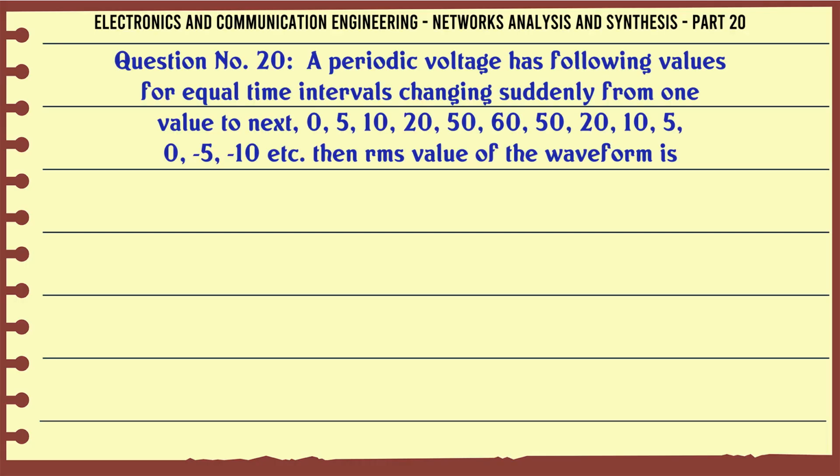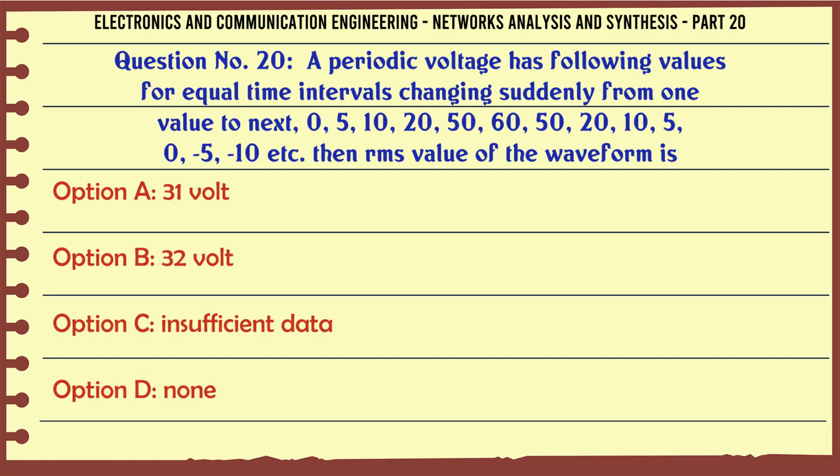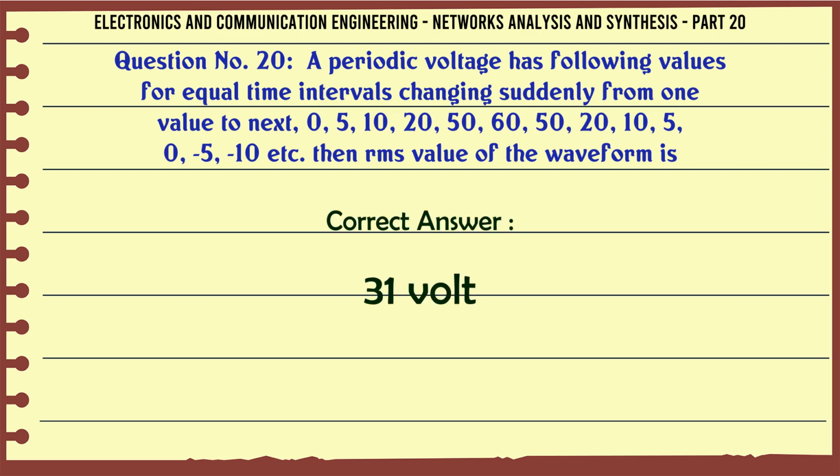A periodic voltage has the following values for equal time intervals, changing suddenly from one value to the next: 0, 50, 60, 50, 20, 10, 5, 0, 5, 10, etc. Then the RMS value of the waveform is: A. 31 volt, B. 32 volt, C. insufficient data, D. none. The correct answer is 31 volt.